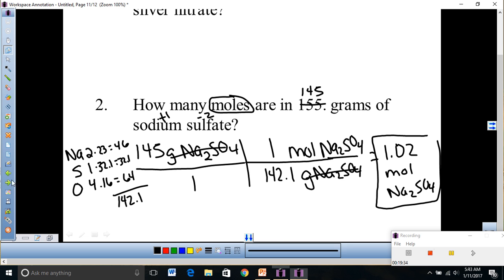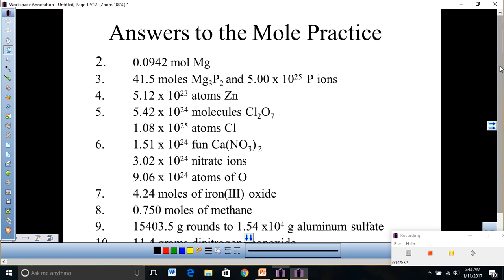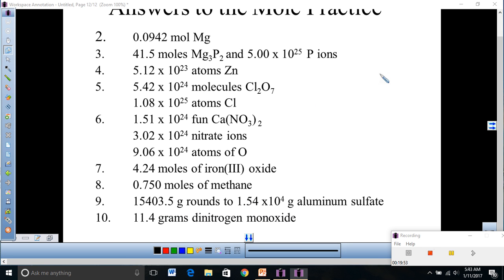So our last page are the answers to your homework. You can pause this and write those down or keep it up. I also have put it on the PowerPoint. It is on the last part of the PowerPoint. So you can pull up that slide on the PowerPoint and have the answers as well. Okay, good luck.